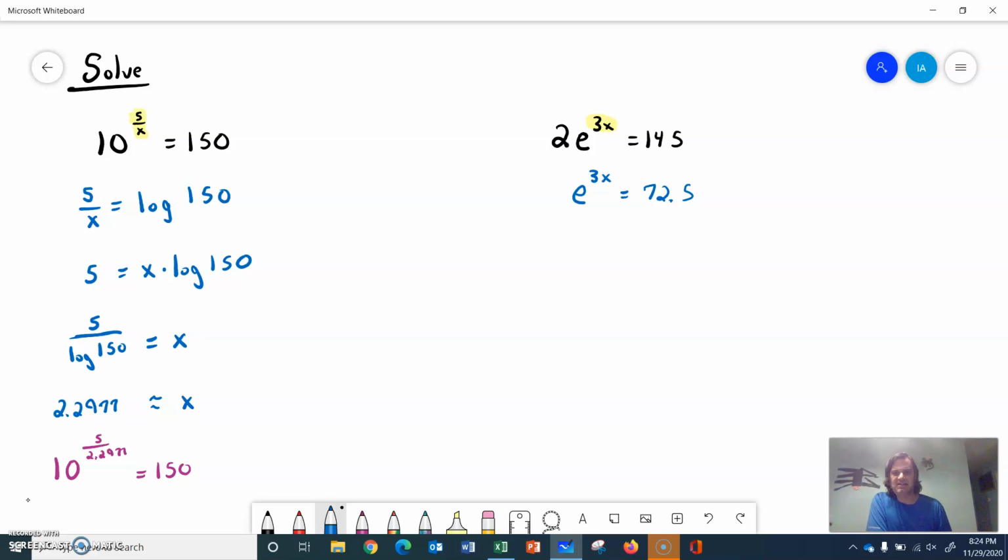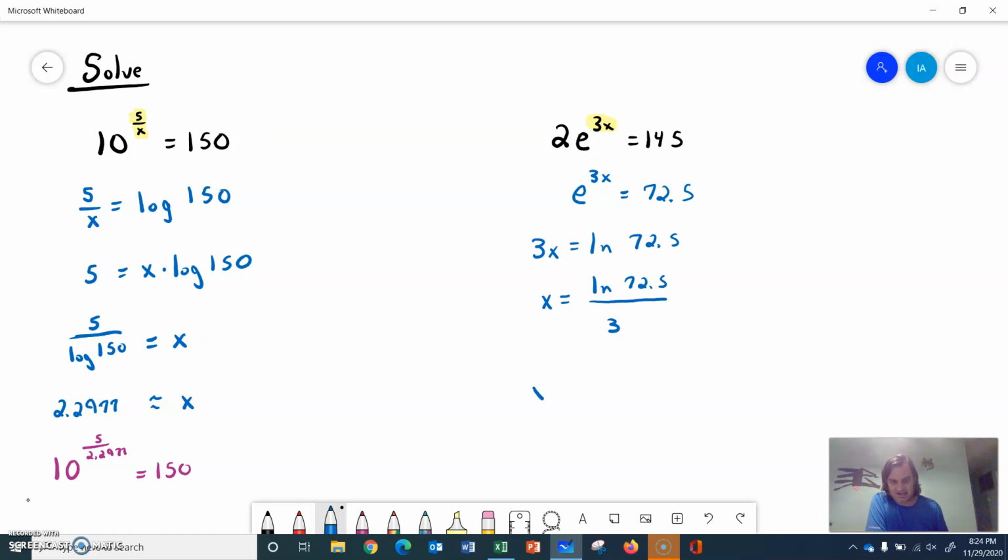And this is base e, so when we convert it over to log form, we'll use a natural log. So I'll put the 3x out by itself, and that'll be equal to the natural log of 72.5. So for an exact answer, I can divide both sides by 3. So that'll be the natural log of 72.5 divided by 3.